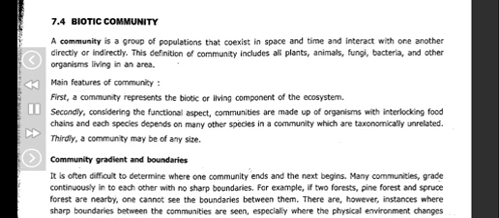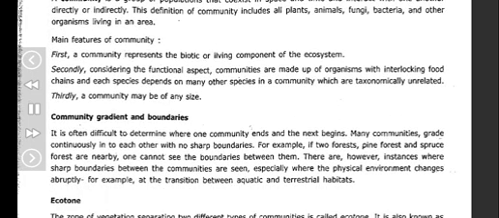Community gradient and boundaries. It is often difficult to determine where one community ends and the next begins. Many communities grade continuously into each other with no sharp boundaries. For example, if two forests, pine forest and spruce forest, are nearby, one cannot see the boundaries between them. There are, however, instances where sharp boundaries between the communities are seen, especially where the physical environment changes abruptly, for example, at the transition between aquatic and terrestrial habitats.